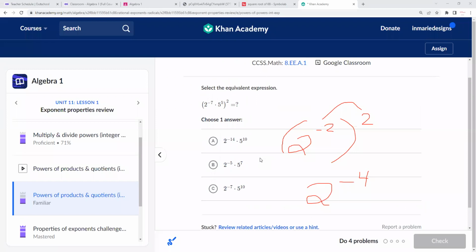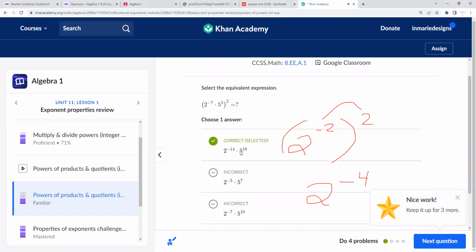So, what did they do? It looked like they applied the 2. So they got 2 to the -14th times 5 to the 10th. And then if you combined it, oh, I couldn't combine the 2 and the 5. I'm so sorry, I can't combine these. These are two different bases. You cannot combine them. So what you can do is just apply the 2 to both of them. Sorry about that.